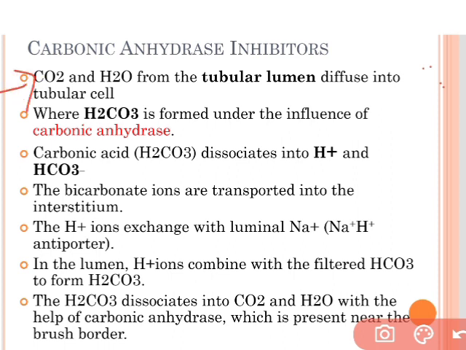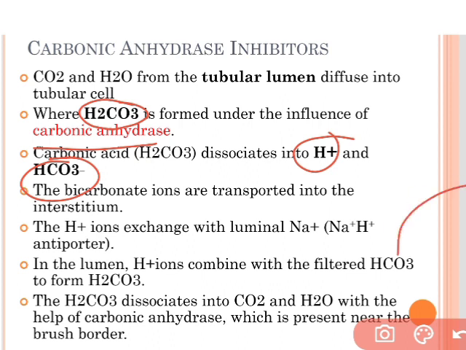The CO2 and H2O from the tubular lumen diffuse into the tubular cell. From the lumen into the cell, CO2 and H2O diffuse, where there is a formation of H2CO3, that is carbonic acid, under the influence of the enzyme carbonic anhydrase. Now this carbonic acid dissociates into H plus and HCO3 minus, a hydrogen ion and a bicarbonate ion.